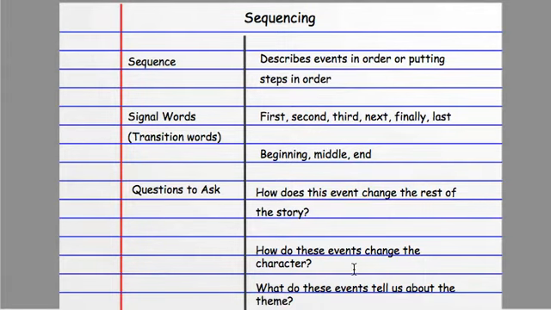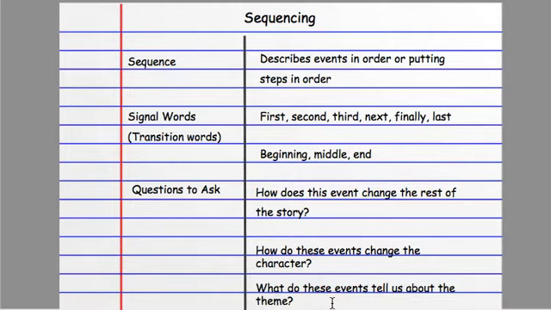Then you think about, how do these events change your character? Characters don't go through big life-changing events and not get changed. They don't stay the same. They might change for the worse or for the better. They might grow up a little bit, or they might get a little brattier. It depends on the character and the event, but it does change the character, so you need to think about that. What do these events tell us about the theme?